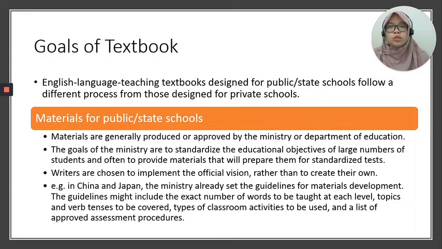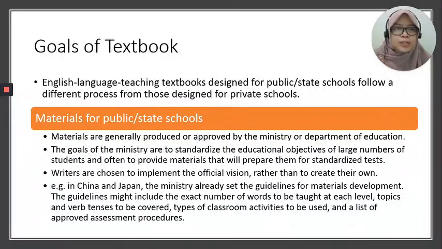So for the goals of textbooks, there are actually two. When we talk about textbooks in general at school level, there are materials or books designed for public or state schools, and materials or textbooks for private schools. Now we will move to the materials for public schools first. Sekolah negeri, state schools. The materials in those schools are generally produced and approved by the Ministry of Education. Of course, like in our country.